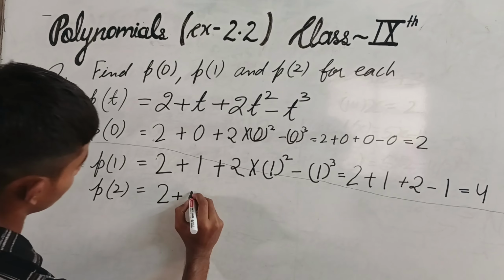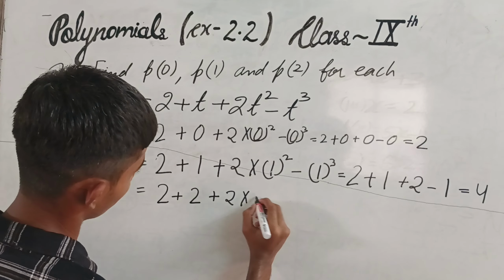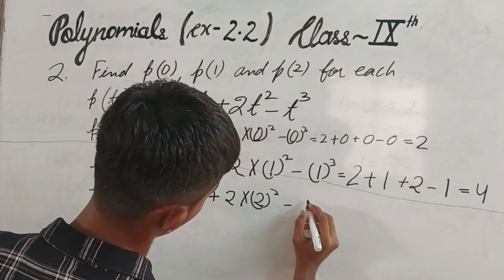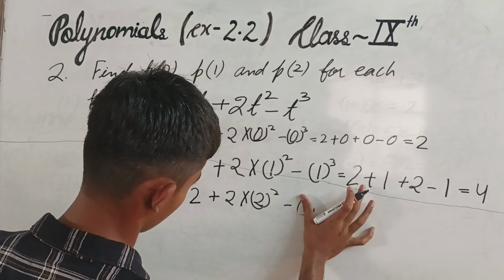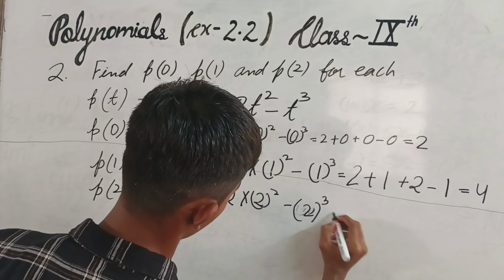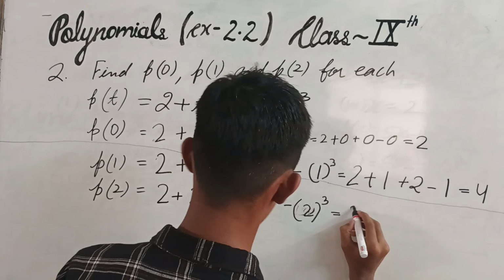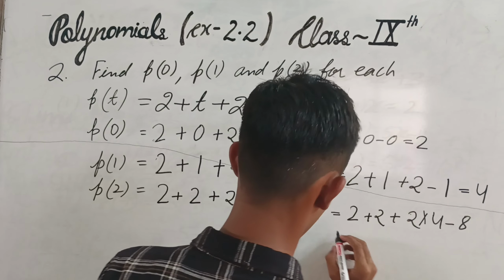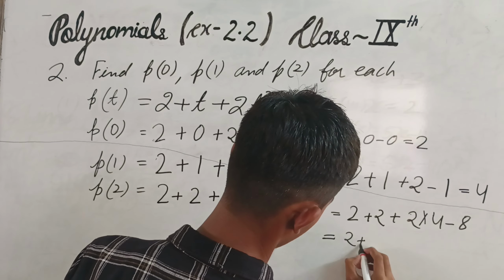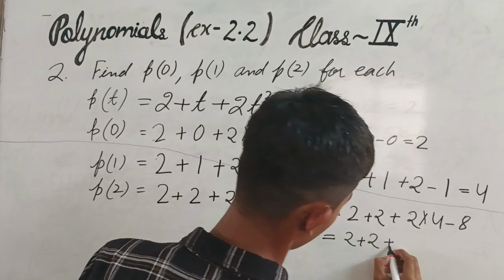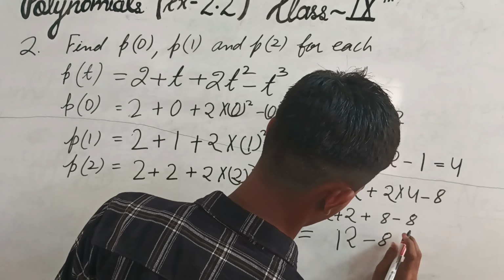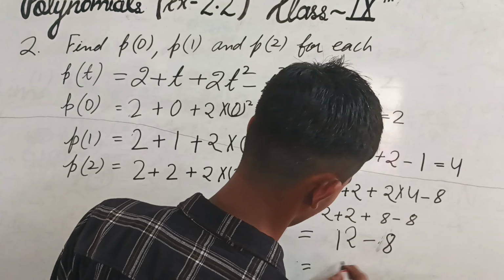2 plus 2 plus 2 into 2 to the power 2 minus 2 to the power 3 is equal to 2 plus 2 plus 2 into 2 to the power 2 is 4 minus 2 to the power 3 is 8, equal to 2 plus 2 plus 2 into 8 minus 8, 2 plus 2 plus 8 is 12 minus 8 equal to 4.